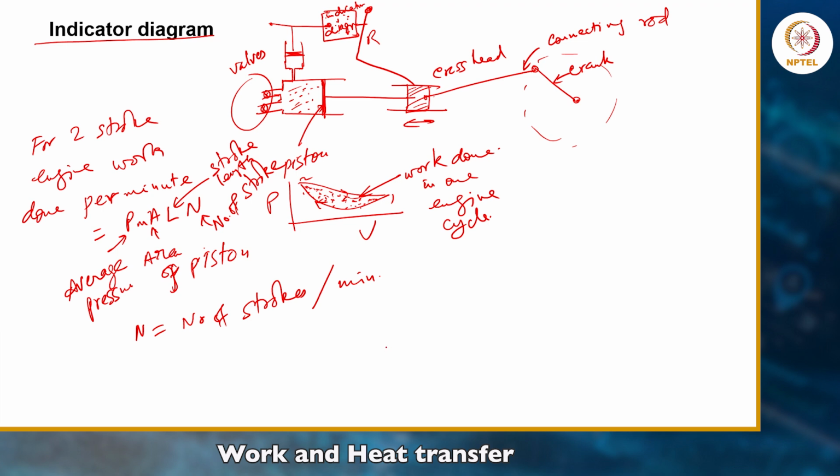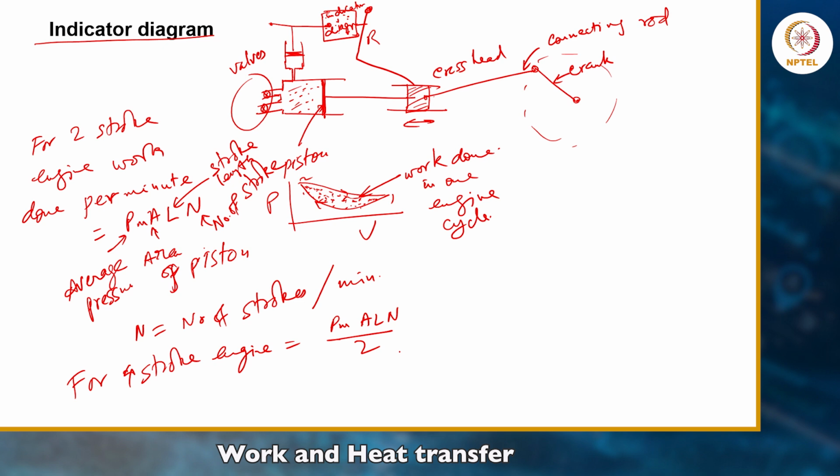But if you have a 4-stroke engine, then it will be divided by 2. For a 4-stroke engine, work done is PMALN divided by 2. In a 2-stroke engine, in an IC engine or internal combustion engine like a motorcycle, bus or truck, the crank is rotating, and in one rotation you get one power stroke. But in a 4-stroke engine, the crank rotates 2 times and you get power 1 time. That's why the divided by 2 comes. Later we will discuss details when we discuss IC engines.